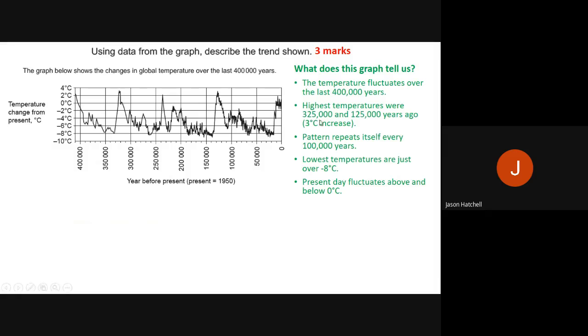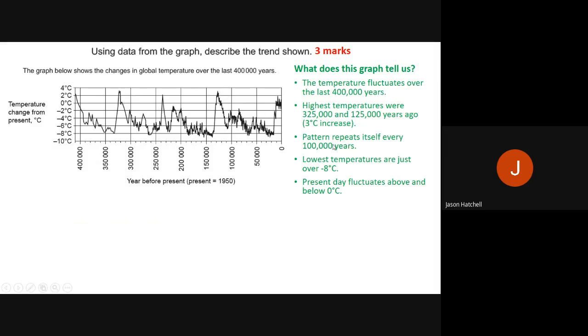The highest temperatures were 325,000 and 125,000 years ago. Let's find them. So 325,000 is here. And 125,000 is here. They're the 2 highest temperatures we've got on this graph. Okay, and I've said that they had a 3 degrees Celsius increase. So if we have a look at our degrees Celsius on the left, we can see that they're both at 3 degrees Celsius increase.